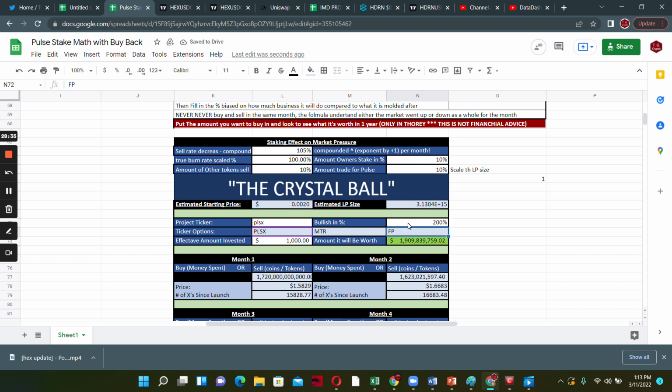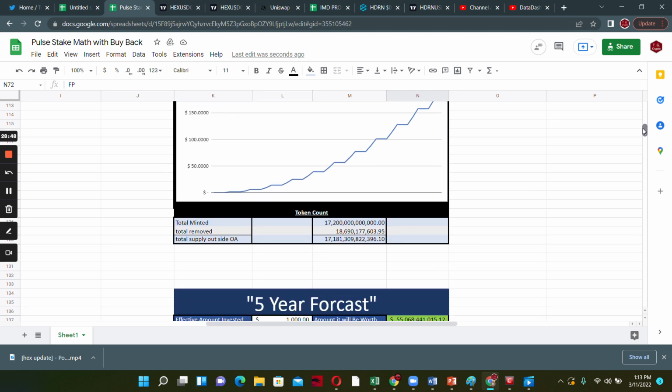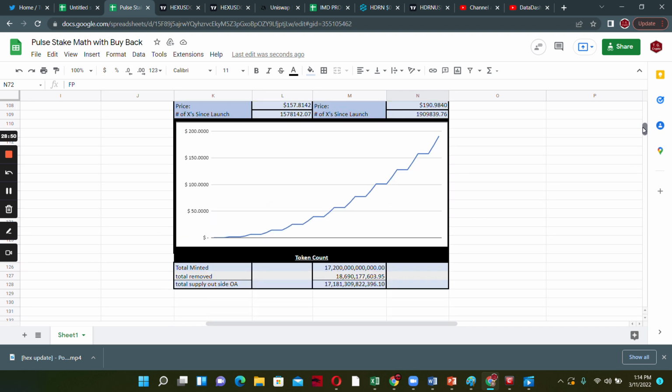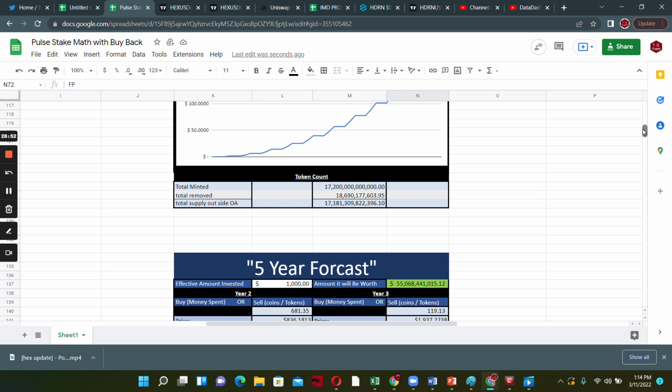Why is that 1.9 billion? Why? That can't be 1.9 billion. Can that be 1.9 billion? Everyone is going to start selling their PulseX off. That is so broken. Warning, warning, warning. Here comes the 5-year forecast.